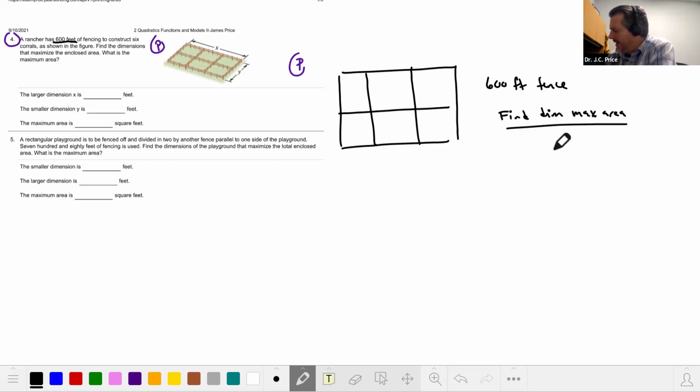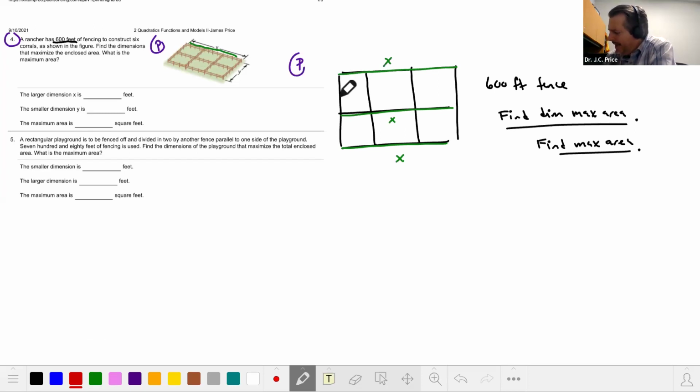And we also want to then, in the end, also find the max area. So you basically want to find everything for this problem. And they even label the sides for us. So they say, the horizontal side is x. So these are going to be my x's. So I have an x here, I have an x here, and I have an x up here.